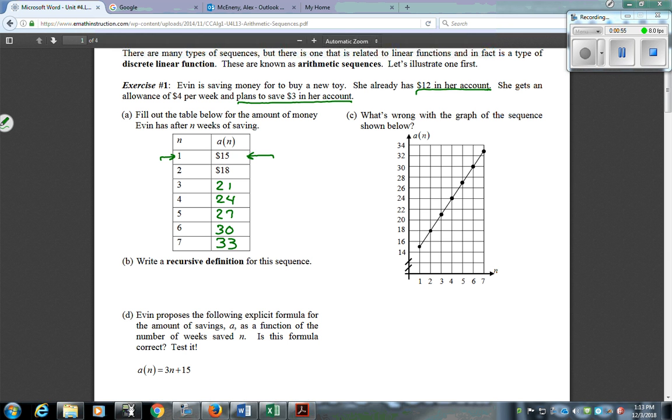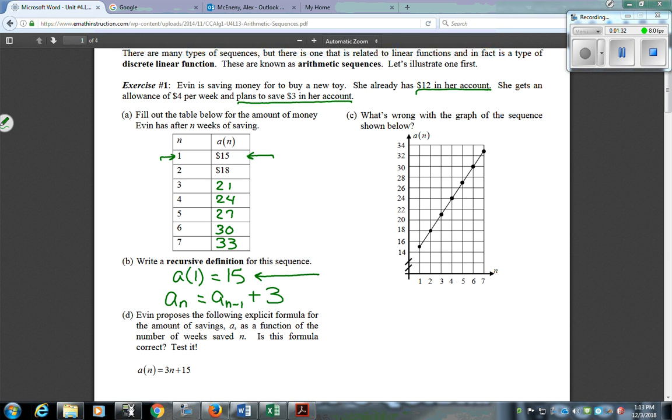They also want us to write a recursive definition for part B. So remember, with recursive, you need to have the first number. So in this case, a of 1 will be 15. So after 1 week, we have $15 saved. And then each next number is going to be the last number plus 3 more. So the first one shows our starting amount for our first value. We start at 15 for 1, and the second one shows the change for each one.